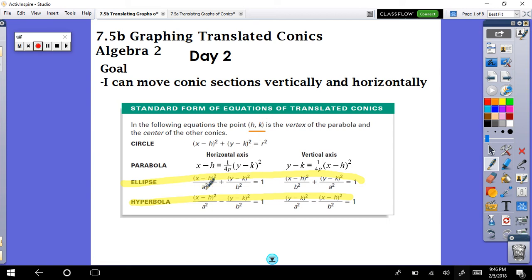So again, we have the ellipse with the horizontal axis, where our a value is under the x, or we have the vertical axis with our a value, or bigger value, under the y. Or we have the hyperbola that opens right and left with the x squared first, and then the hyperbola that opens up and down, or vertically, with the y squared first. Again, the (h, k) is our center. H always goes with x, k always goes with y. So that's what we're focusing on today.